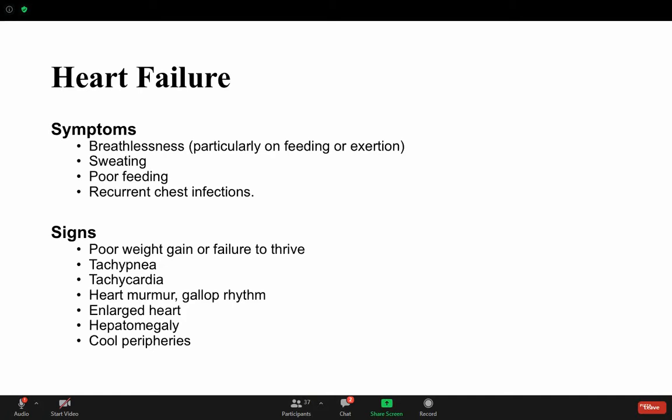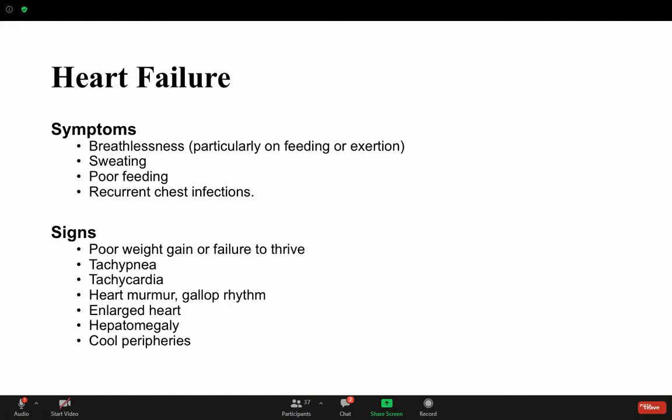If a child is taking very long to feed, sweating while feeding, or becoming tachypnic, breathing fast and breathless while feeding, these are all signs of heart failure in infancy. If he is a bit older, on exertion, if he does any effort and starts to lose his breath quickly compared to children his age, this could be a sign of heart failure as well. Sweating, poor feeding is the same.